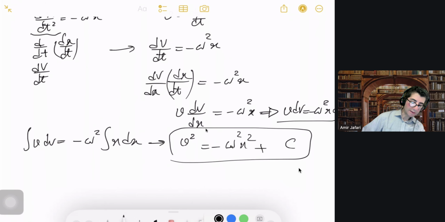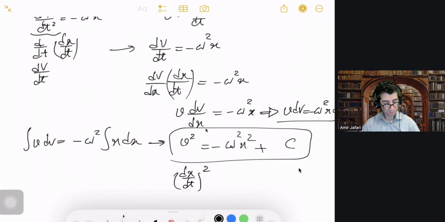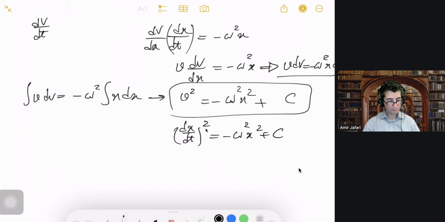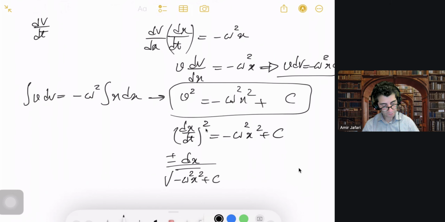So mathematically, what you need here is to write dx/dt instead of v, and then ω²x² plus c. Then this is going to give you dx. You can write it this way, right? dx over the square root of minus ω²x² plus c, with a plus or minus, is equal to dt, and then integrate.